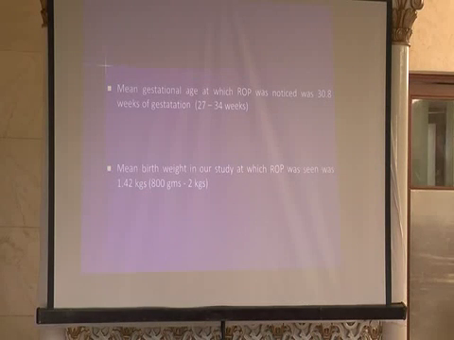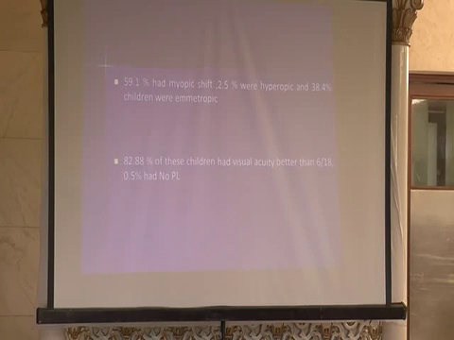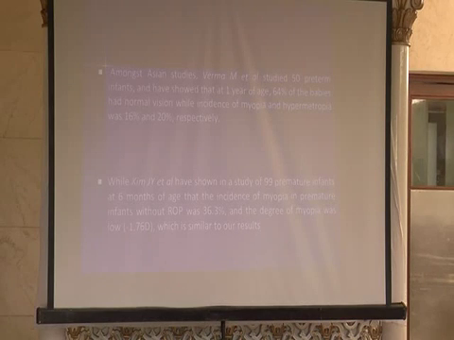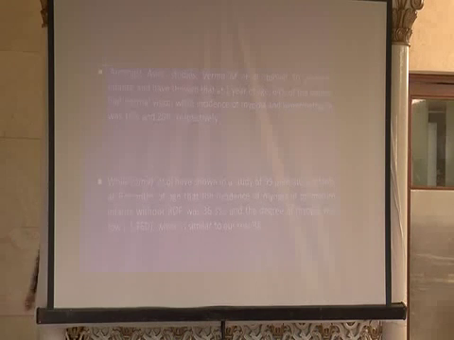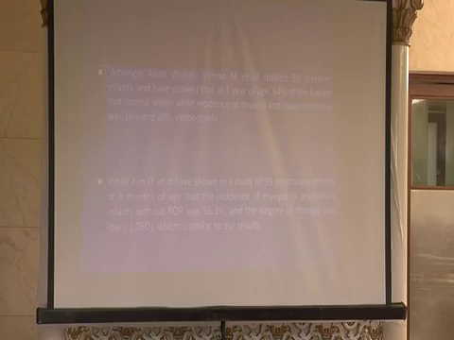Coming to the discussion, the mean gestational age at which ROP was seen was 30.8 weeks and mean birth weight was 1.42 kgs. 59.1% had a myopic shift, 2.5% were hyperopic and 38.4% were emmetropic. 82.88% of these children had a visual acuity better than 6/18 and 0.5% had no PL. Among the Asian studies, Verma M. et al. studied 50 preterm infants and showed that at 1 year of age, 64% had normal vision, while incidence of myopia and hyperopia was 16 and 20% respectively. While Kim J. Y. et al. studied 99 premature infants at 6 months of age and the incidence of myopia in premature infants was 36.3%.